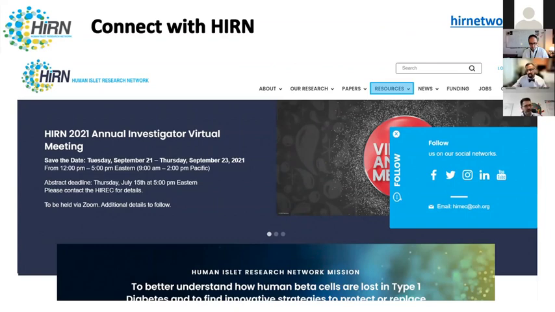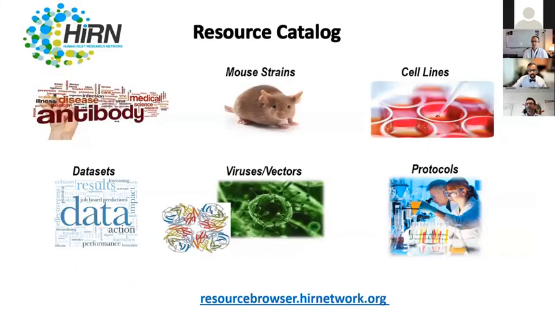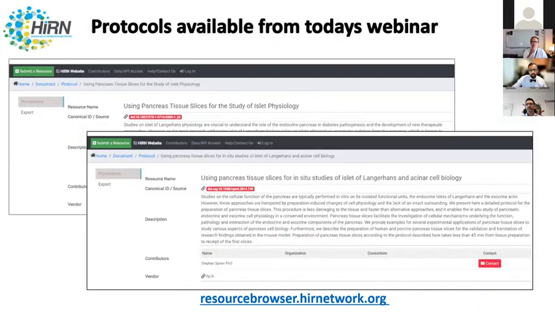But in case you're curious about the kinds of things that are coming out of HERN in terms of the resources, we also have a resource catalog where we gather data sets, cell lines, various different tools and discoveries that scientists are making within the HERN, and catalog those and make those available for others to use. And in today's webinar, we have 2 of the protocols that Dr. Speier and Alejandro have prepared. They're available here. This work has also been published and accessible from the website as well.